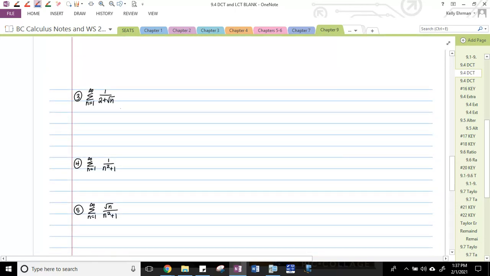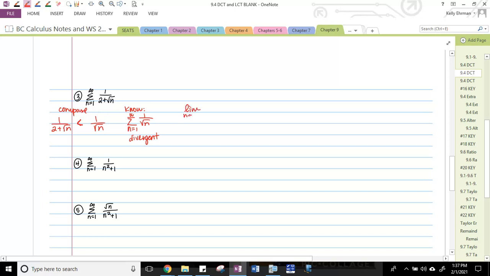1 over 2 plus square root of n. Compare. Let's just drop off that constant term. So looking at 1 over 2 plus square root of n, compare that to 1 over square root of n. Fraction on the left is smaller. What do I know? I know that the sum from 1 to infinity of 1 over square root of n is a p series. It's a divergent p series because p is only 1/2. The bigger series diverges. That does not help me, so I need to use limit comparison test.